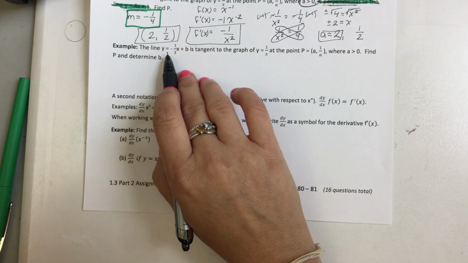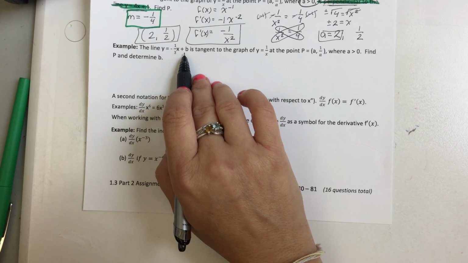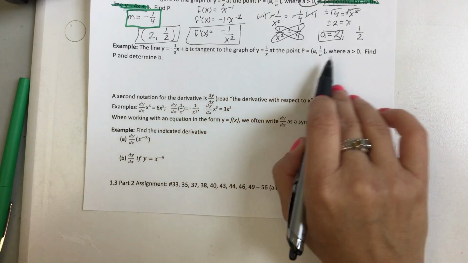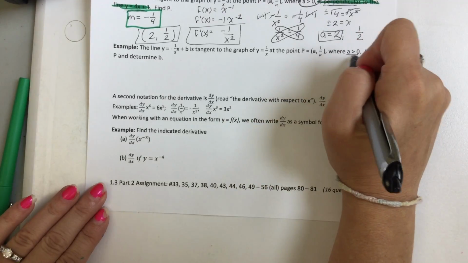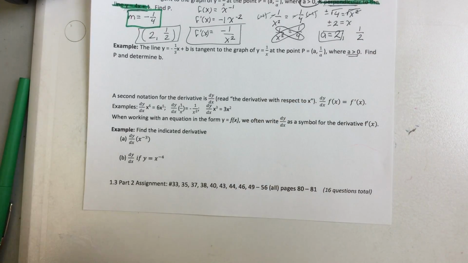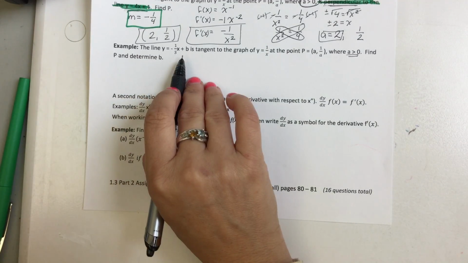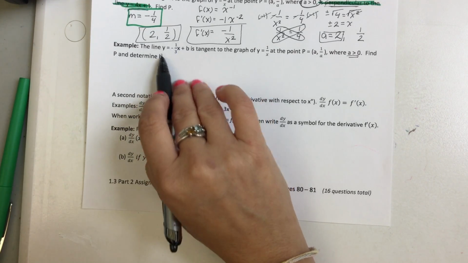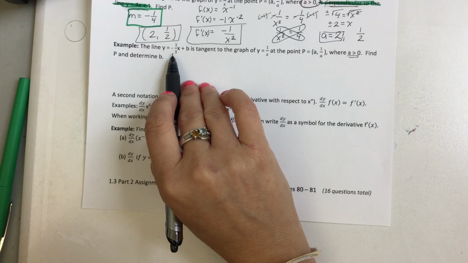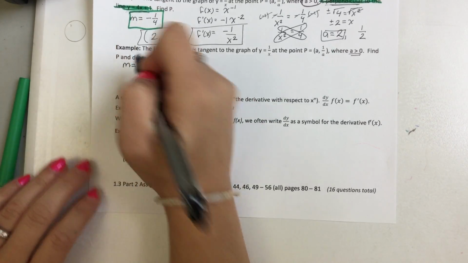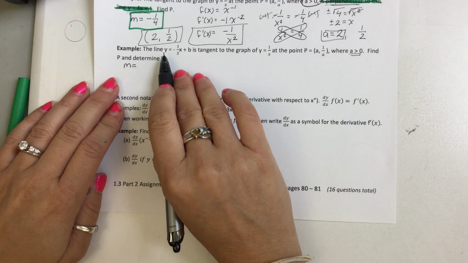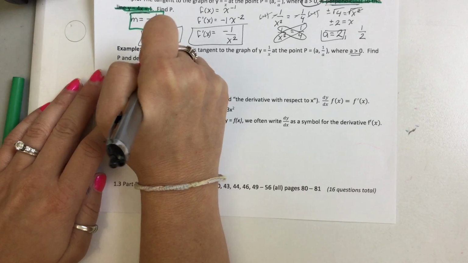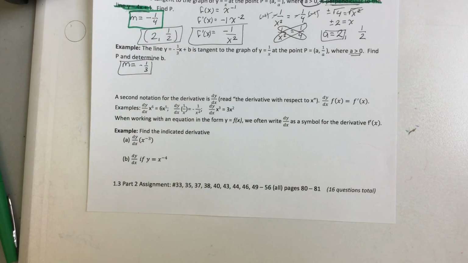The line y equals negative 1/3 x plus b is tangent to the graph y equals 1 over x at the point P, where it's a and 1 over a. Again, a is greater than 0. Find P and determine b. Okay, so this time we know that this is the tangent line, correct? I already know the slope because I have the equation of the tangent line. Y is by itself. When y is by itself, your slope is the number that's in front of x. So our slope is negative 1/3.